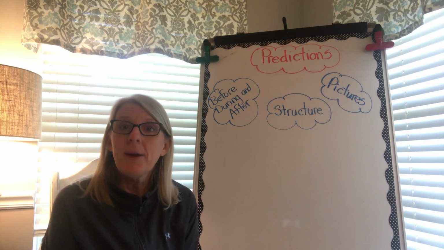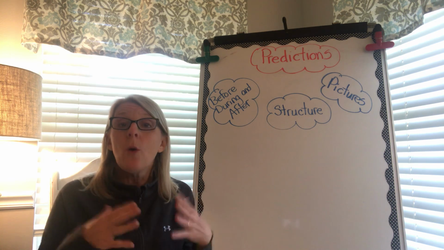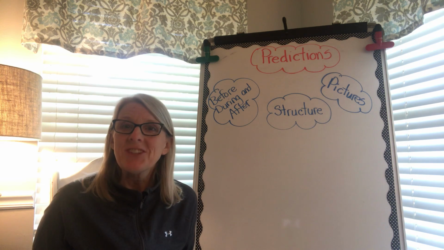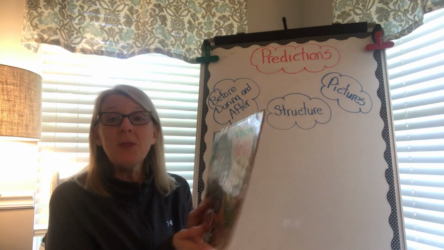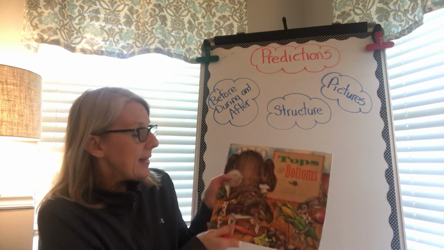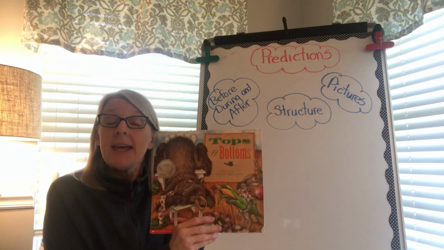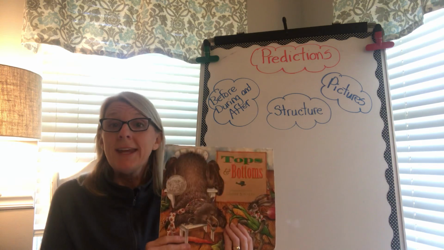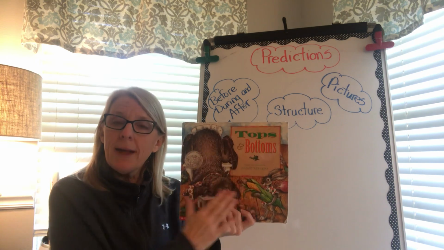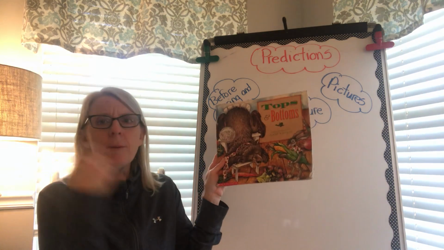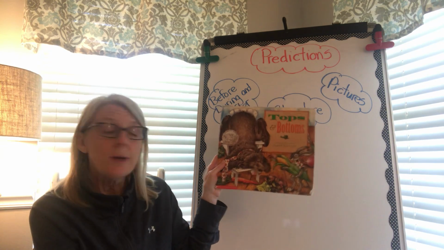Today, I want us to talk about using the structure, or how the book is put together, in order to make predictions also. The book that we're going to use today is called Tops and Bottoms, and it is by Janet Stephens. Now, remember that we learned that our before reading activity should be that we look at the book and decide, what do we predict that this story is going to be about?